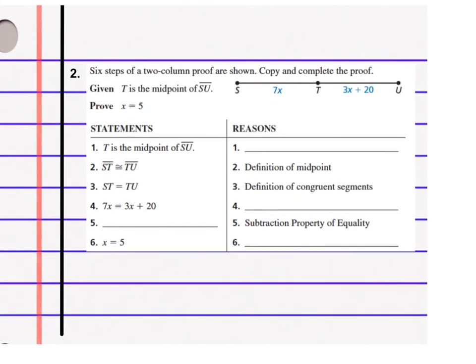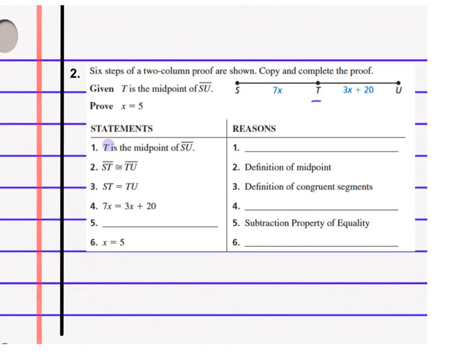All right, question 2. So you are going to copy this down and fill out the chart. This is probably what you'll see more so on a quiz, like a fill in the blank. There may be one question where you create your own proof, but some of them will be fill in the blank to kind of guide you along the way. So pause the video, set this up. 6 steps of a 2-column proof are shown. Copy and complete the proof. Given that T is the midpoint of SU. Prove X equals 5.